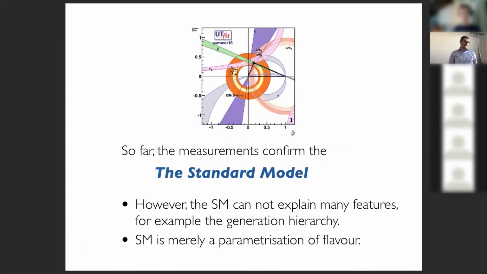All these measurements confirm the standard model of particle physics. So here you can see the CKM triangle, and you can see how different measurements really agree with each other. However, the standard model cannot explain many features. For example, the generation hierarchy. It can parameterize it. There are enough parameters in the standard model to fit the data, but we don't understand why, for example, a transition of a third generation quark to the first one is much smaller than of a third generation quark to the second one. Okay. So the standard model is merely a parameterization of flavor.